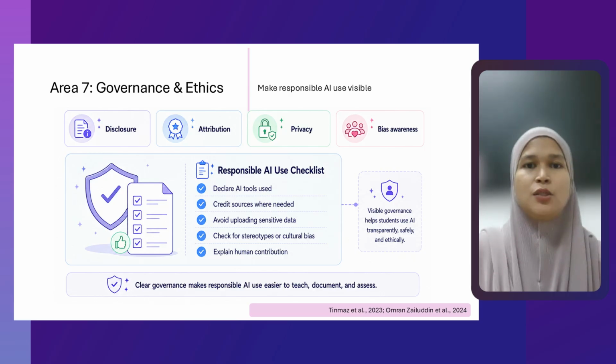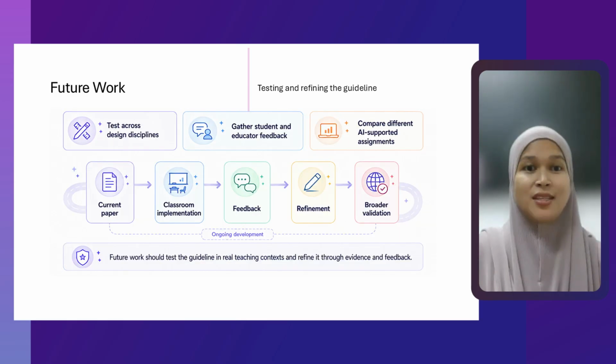Another important issue is data privacy. Students need to be careful about what images, texts, or references they upload into AI systems. By making governance and ethics explicit, educators can help students use AI more responsibly while maintaining academic integrity, authorship, and critical awareness. This paper is conceptual and practice-oriented.